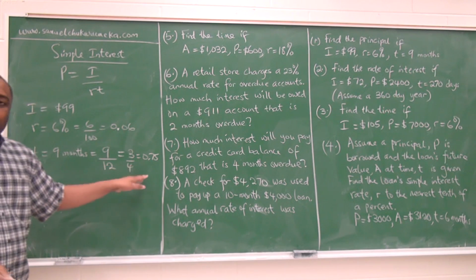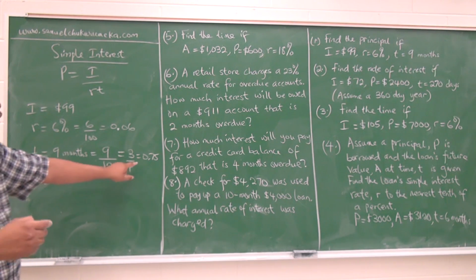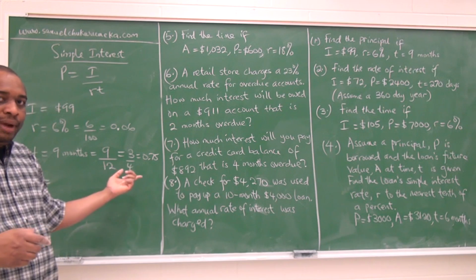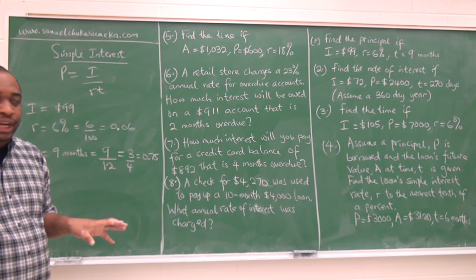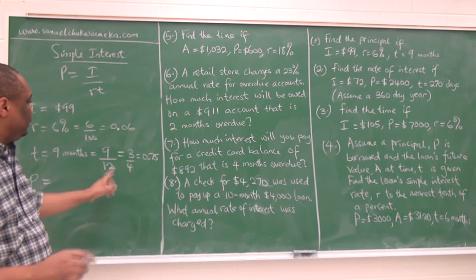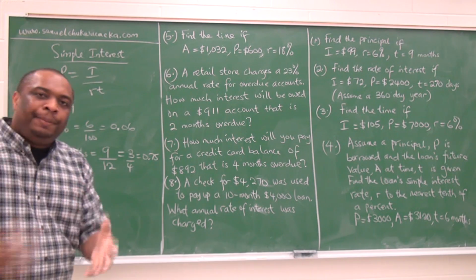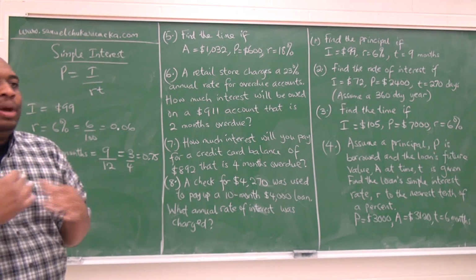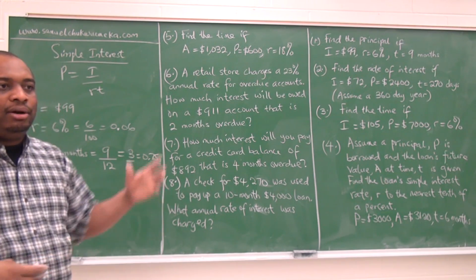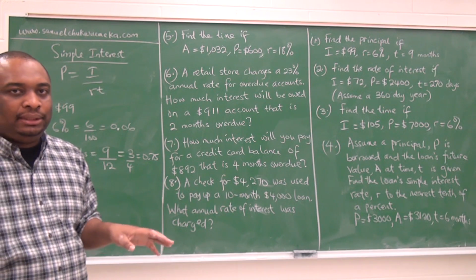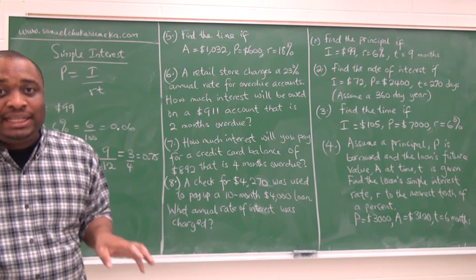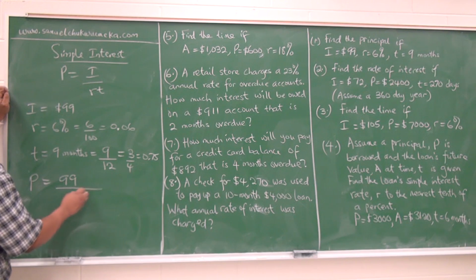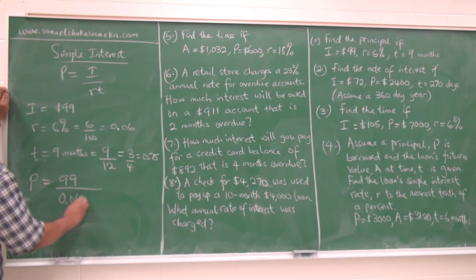Now, you might be lucky with this because this is not a repeating decimal. If this was a repeating decimal, it would be good to solve it as a fraction, because if you approximate it, it will mess up your answer. Please, whenever you're solving questions in statistics or in business, do not approximate until the end. You might be cheating someone of his money. Okay? So P will be 99 over 0.06 times 0.75.